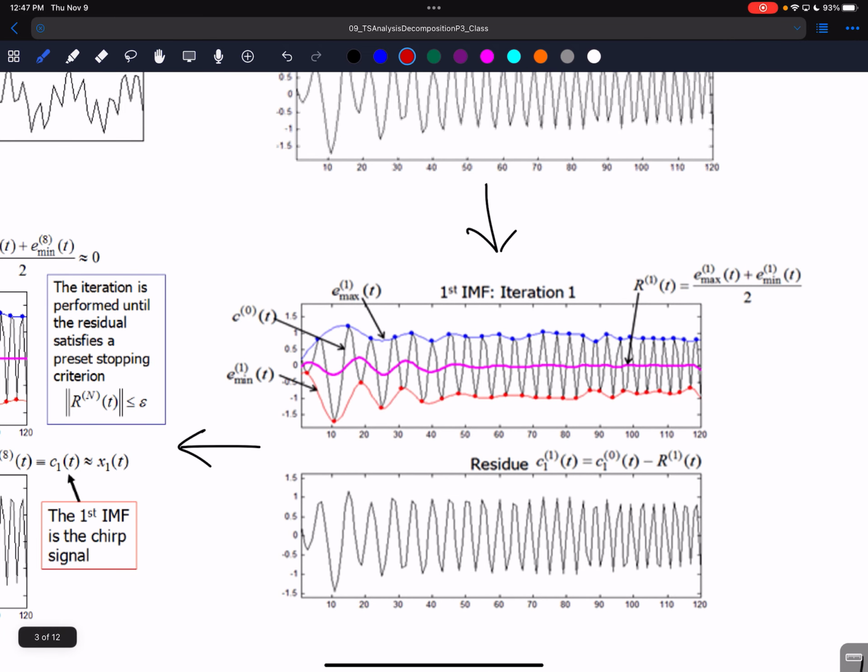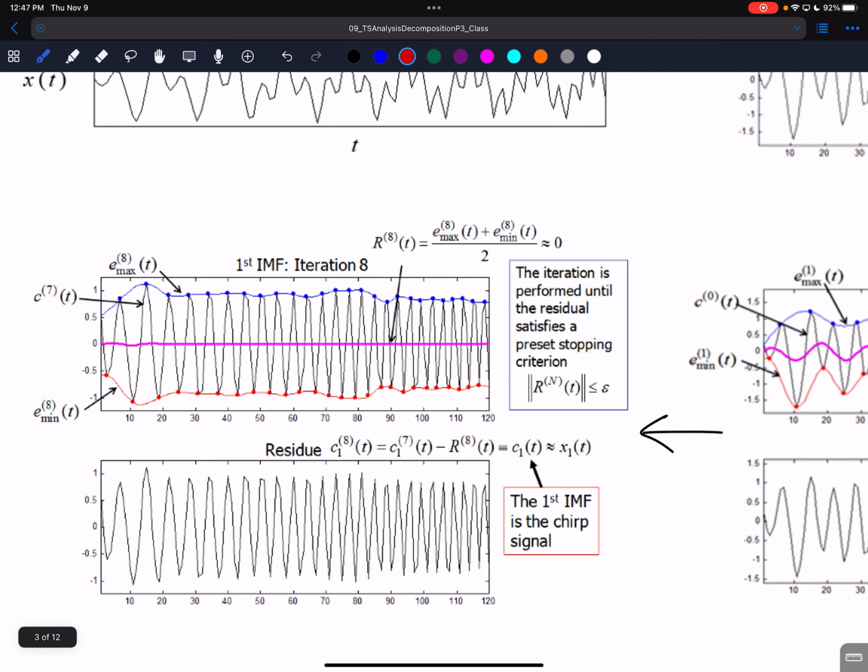Here is what it then looks like when you apply the second iteration of that sifting approach. And that mean is starting to become closer and closer to 0. And after 8 iterations, you can see that now the mean is almost exactly 0. And in this case, it would be less than the tolerance that we've prescribed, and we would therefore claim that this is now the IMF, the first IMF.